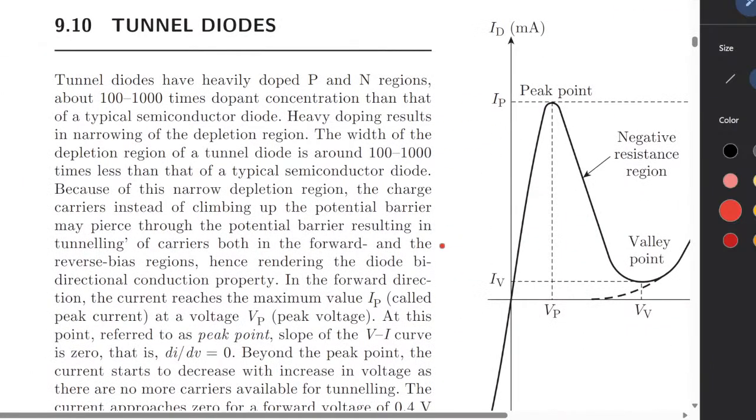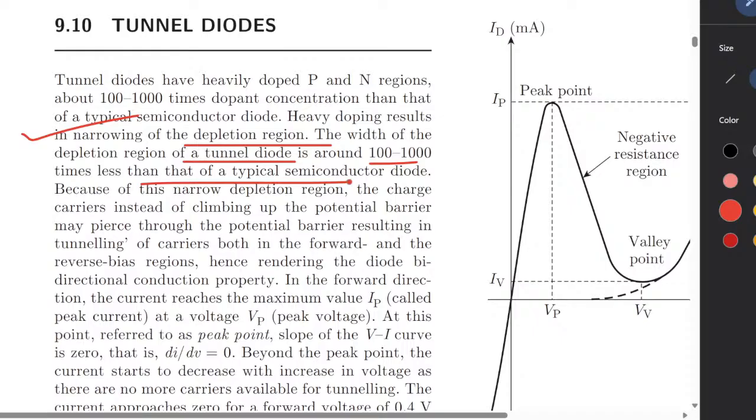The tunnel diode has heavily doped P and N regions with about 100 to 1000 times the dopant concentration of a typical semiconductor. Heavy doping results in narrowing of the depletion region, and the width of the depletion region of the tunnel diode is less than that of a typical semiconductor. Because of the narrowing of the depletion region, the charge carriers, instead of climbing the potential barrier, pierce through the potential barrier, resulting in tunneling of the carriers in both forward and reverse conditions.